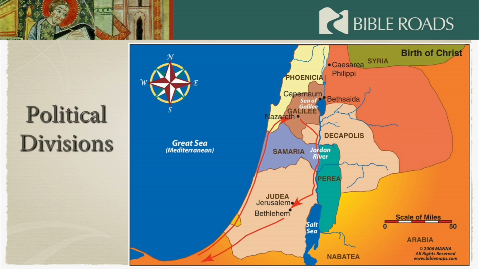You have Perea over on the eastern side. This would have been the area where Moses would have come in and died before he got into the promised land. The Decapolis, and then you have an area up here where Caesarea Philippi is called Bashan. And so those 5 provinces were political provinces. And in the early years, the political situation was constantly changing.